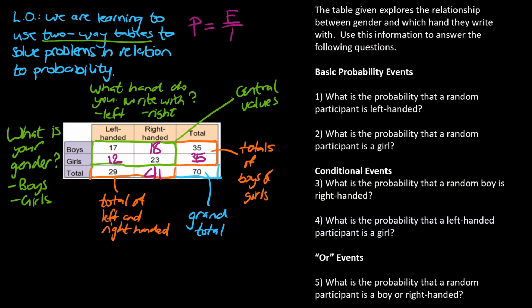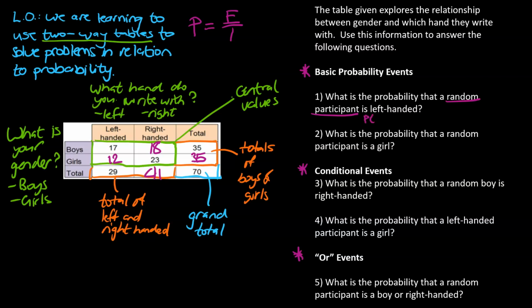So we've got three categories here. We're going to do some basic probability questions. Then we're going to move on to something called conditional probability or conditional events. And then we're going to do some OR events to wrap it up at the end. So first question, what is the probability that a randomly selected participant is left-handed? A random participant could be anyone here. So that could be all 70 of these people.